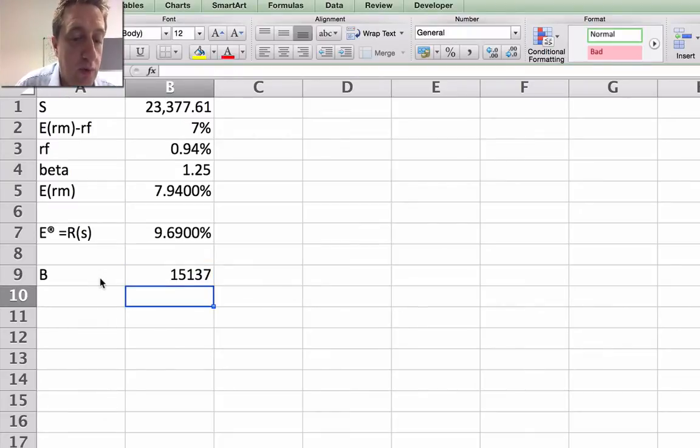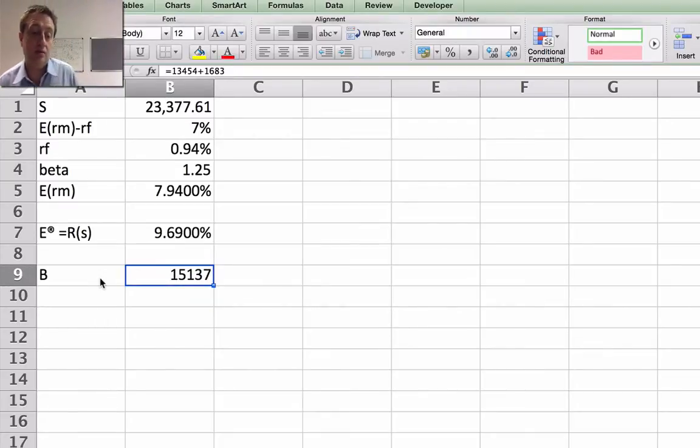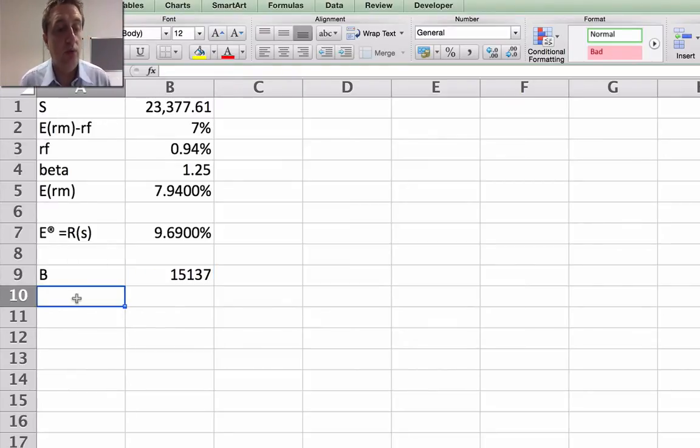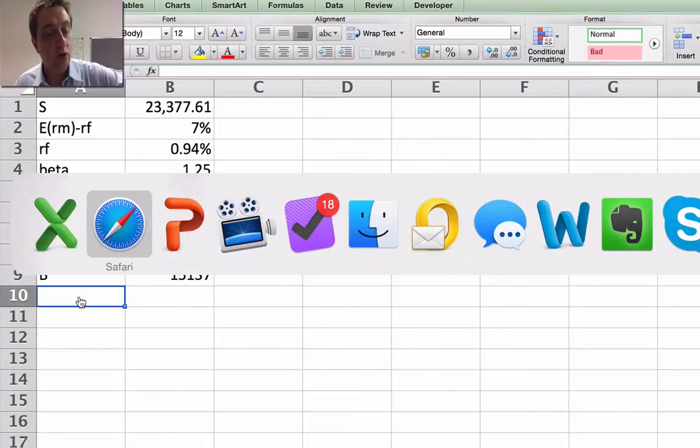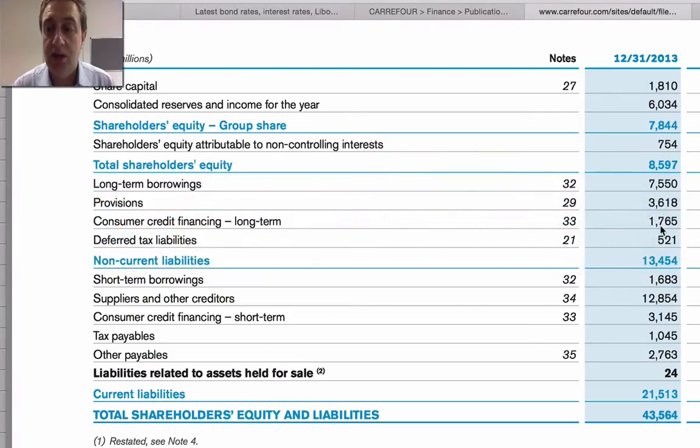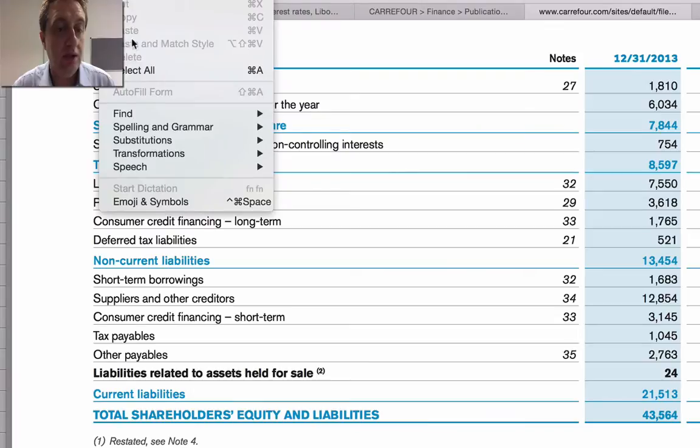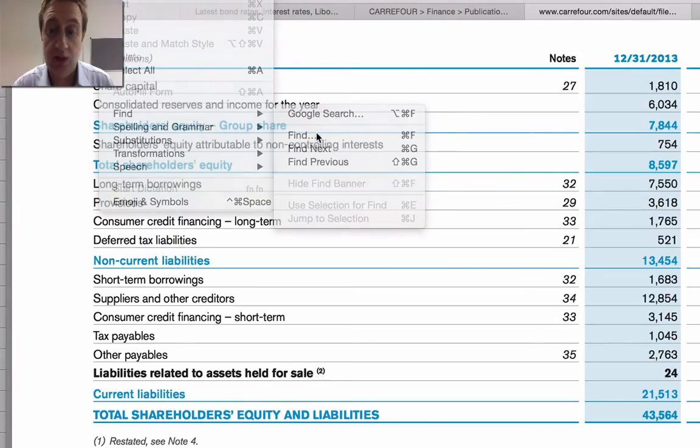Okay, 13.454 plus 1683. Now that is in millions of euros. S was in millions of euros. So now that we've got both of these, we can actually calculate the weights. But I won't do that yet because I want to work out the cost of debt. Again, I would do a bit more analysis than I'm actually wanting to do here because of time. But this is about speed.